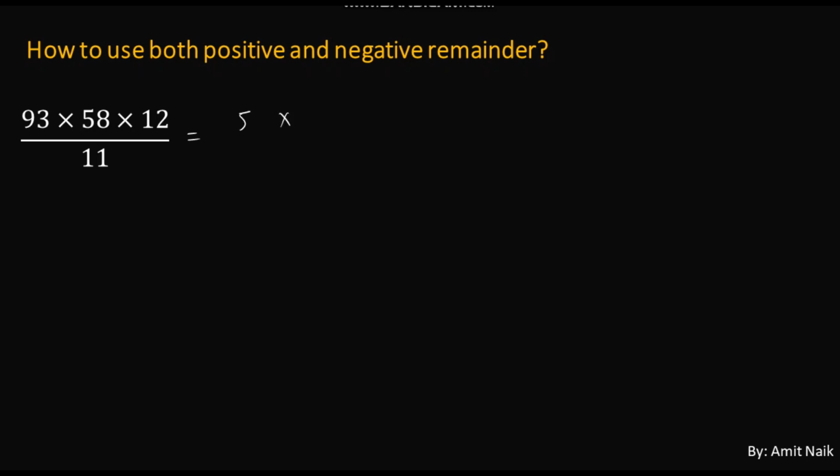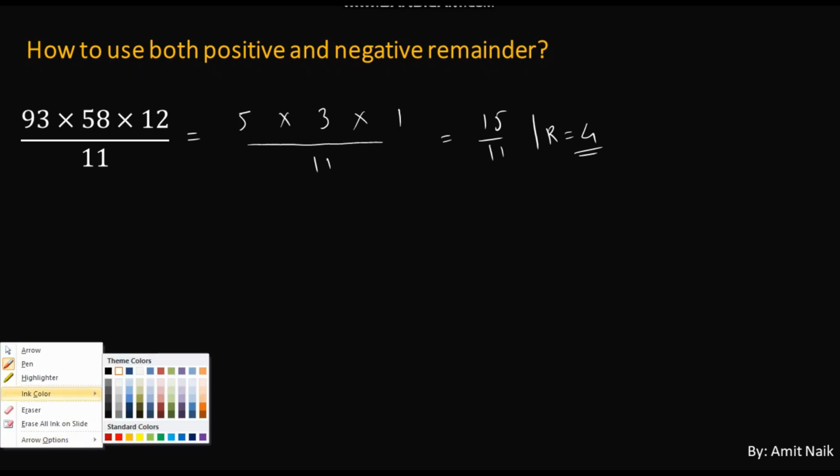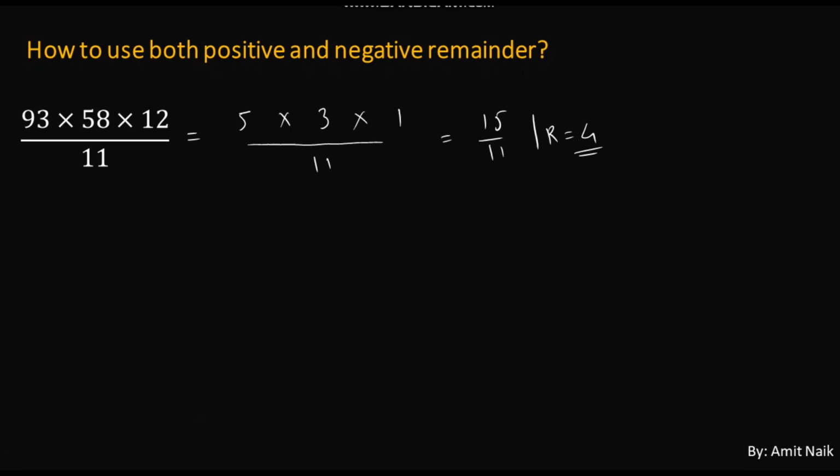Then 58 by 11, 11 5's are 55, the remainder is 3. And 12 by 11, the remainder is 1. Very simple one, right? So 5 into 3 into 1 divided by 11, that is 15 divided by 11, and the remainder of which is equal to 4. Very simple question. But now I am going to simply show you how it works exactly the same. I mean, the answer will not change even if I consider negative remainders in between.